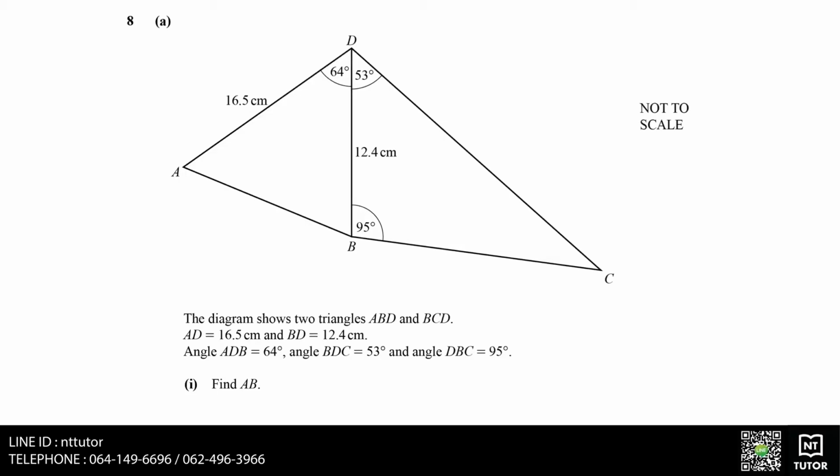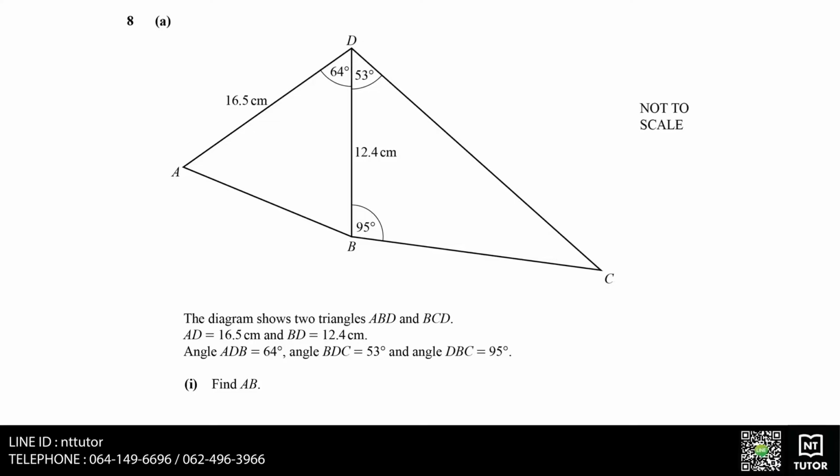The diagram shows two triangles ABD and BCD. AD equals 16.5 centimeters and BD equals 12.4 centimeters. Angle ADB equals 64 degrees. Angle BDC equals 53 degrees and angle DBC equals 95 degrees.